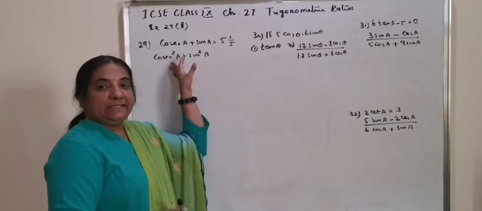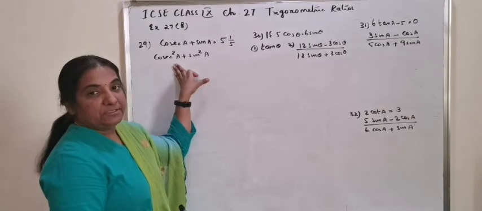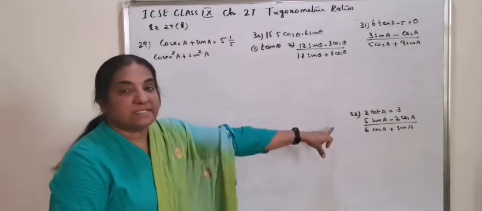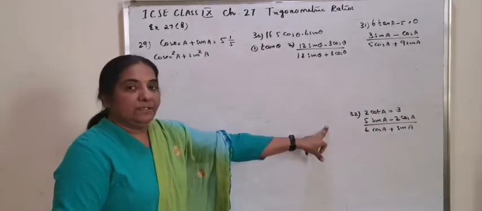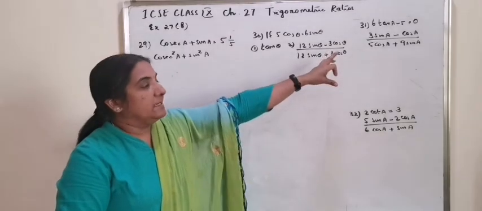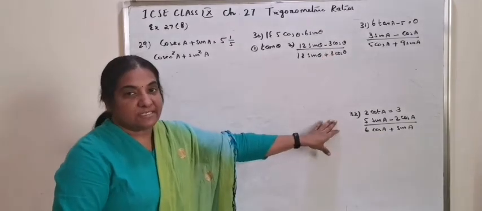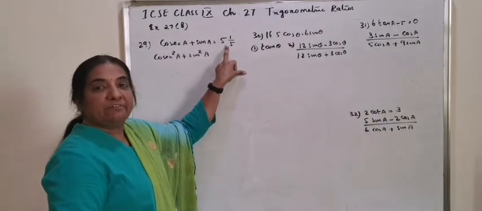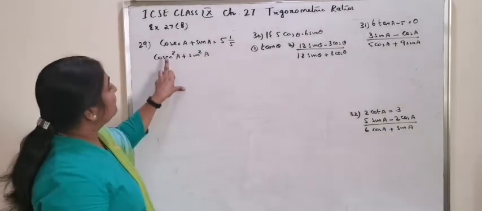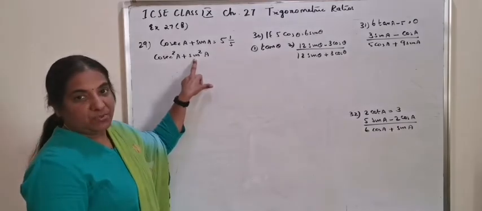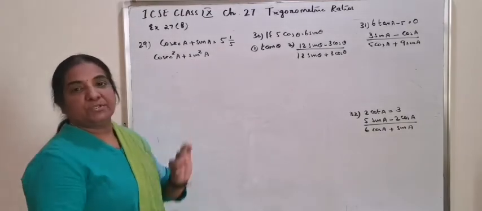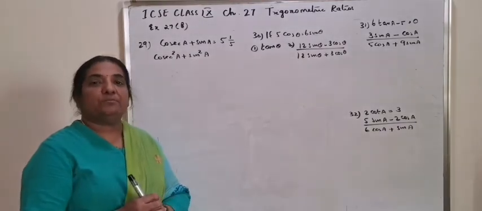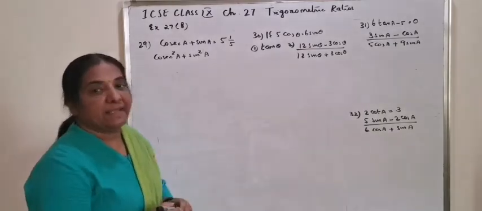Question number 29. Mark it as important. All these questions are similar to the ones we have done, but the sums on tan A, cot A are very important. Cosec A plus sin A is equal to 5 and 1 by 5. Find the value of cosec square A plus sin square A. To get this value, you have to square both sides of the given expression.